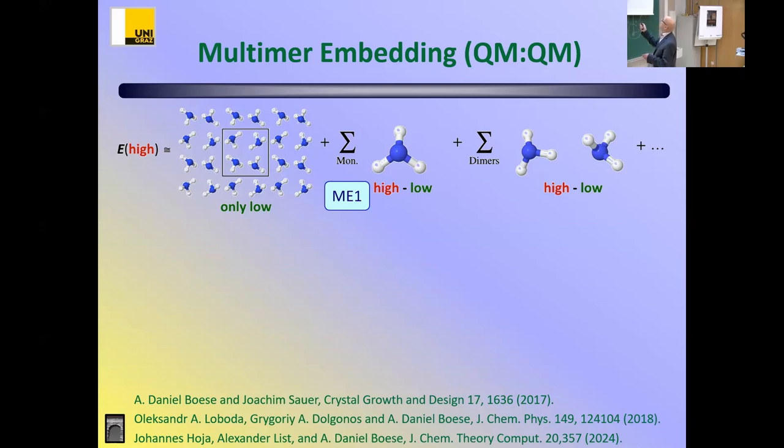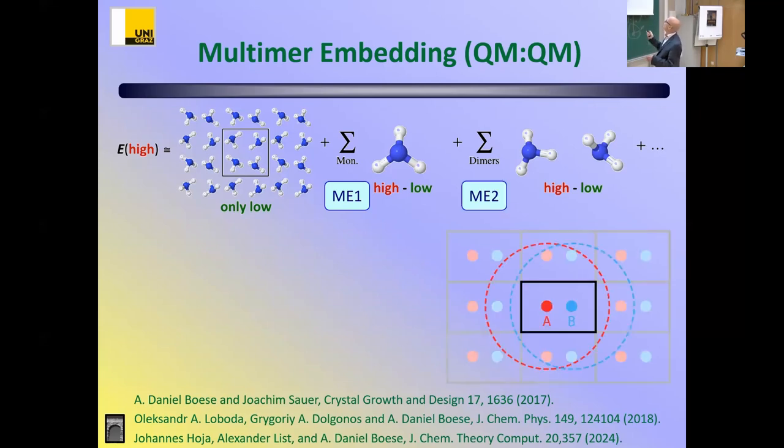Of course, you can go ahead and take all the dimers and embed them. Those would be the two dimers that you could take, and this is ME2. Basically what you do is, for example, here you just have the interaction between A and B, then between this B and A, and between this A and B and B, and you try to take all the dimers within a certain distance.